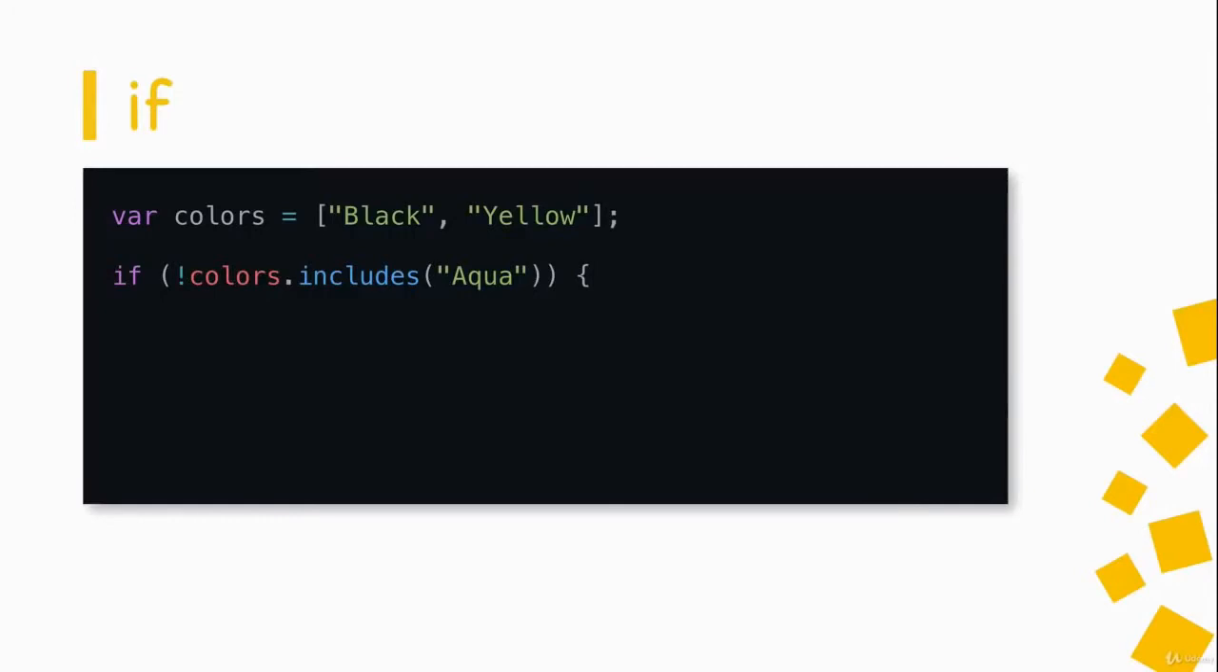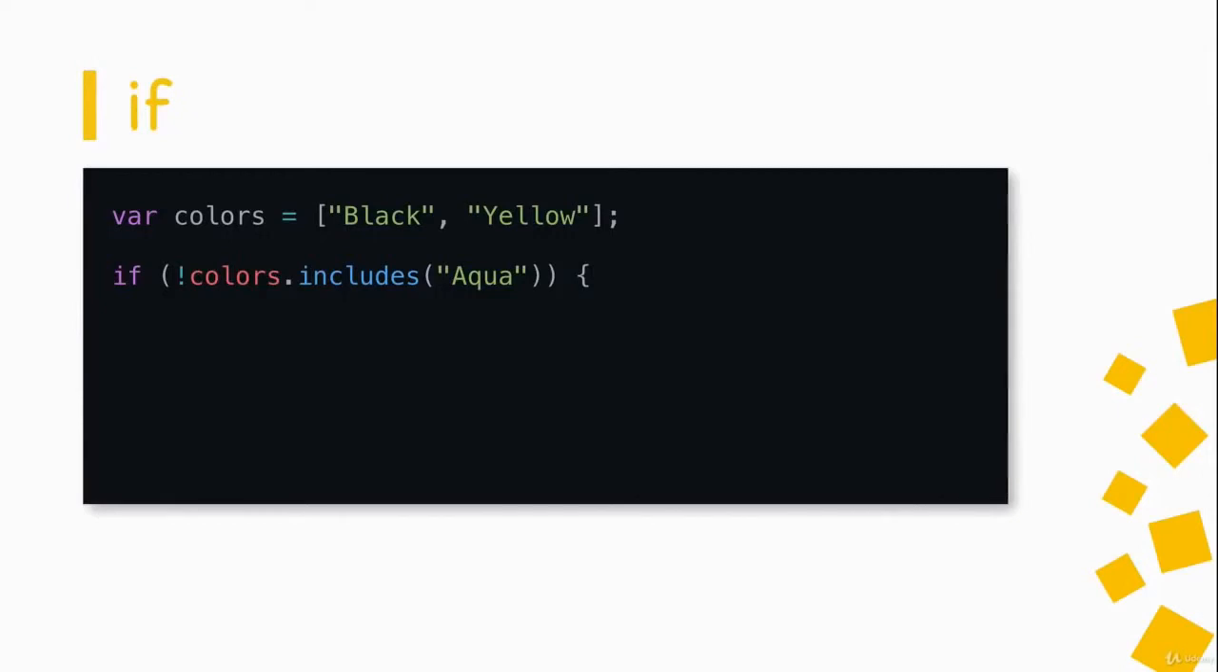So for example, in this case, colors.includes the string black would return true because the string black is inside the colors array. Similarly, colors.includes the string yellow would also return true because yellow is also present inside the colors array. But anything other than these two would return false. So in this case, colors.includes aqua would return false because aqua is not included in the colors array. So colors.includes aqua returns false.